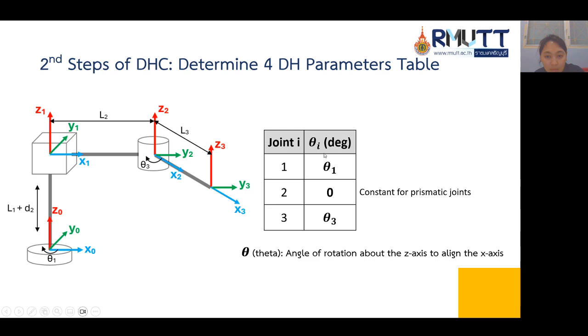And the first column is theta. For the first joint, we can see here the theta is theta 1. And for the second joint, because this is prismatic, it doesn't have the theta value, so this is constant and the value is 0. And for the third joint, the value of theta is theta 3.